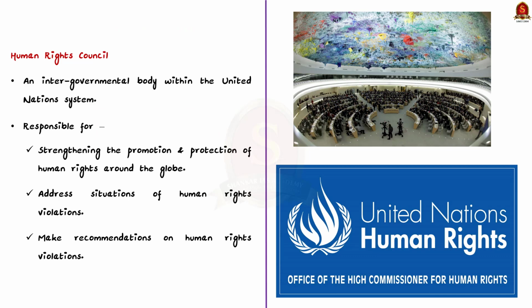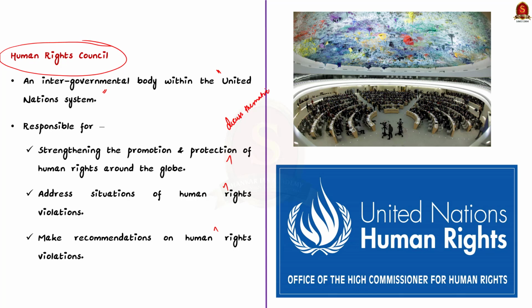The Human Rights Council is an intergovernmental body within the United Nations system. It is responsible for strengthening the promotion and protection of human rights around the globe. The main mandate is to address situations of human rights violations and to make recommendations on them. Remember, it has the ability to discuss all thematic human rights violations that require attention throughout the year. It meets at the UN office at Geneva.